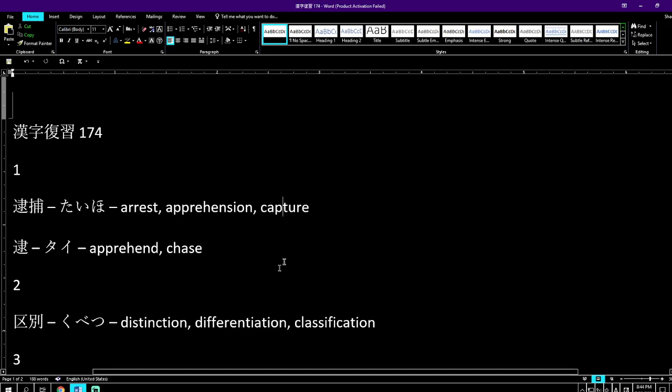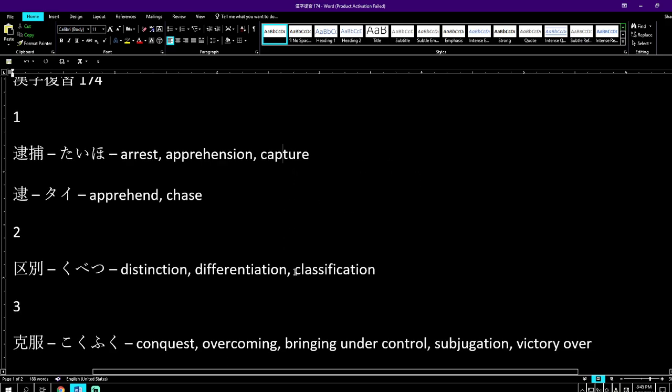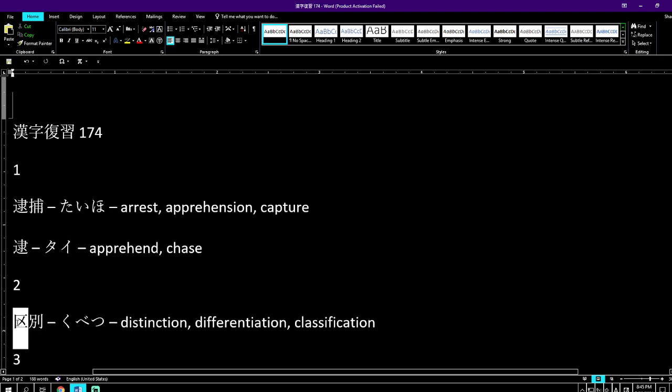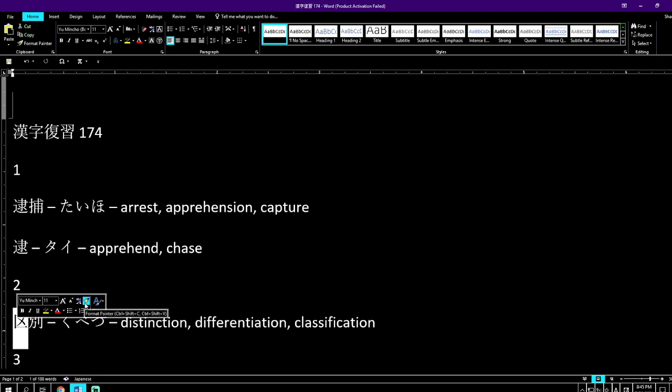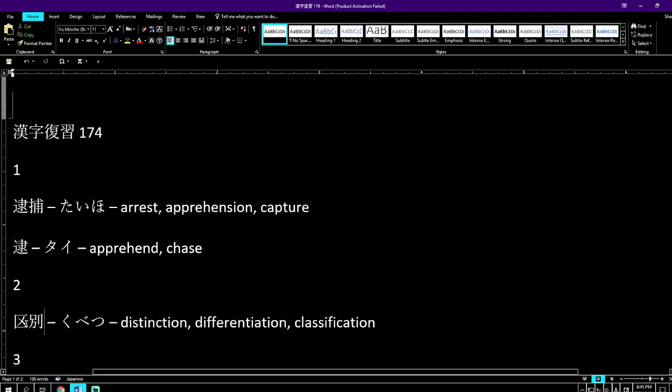Number two is kubetsu. Distinction, differentiation, or classification. Ku on the left side is a ward or a division of a land map. And betsu on the right side is division or a separation itself. So the separation by distinction of wards is distinction, differentiation, or classification. Kubetsu.